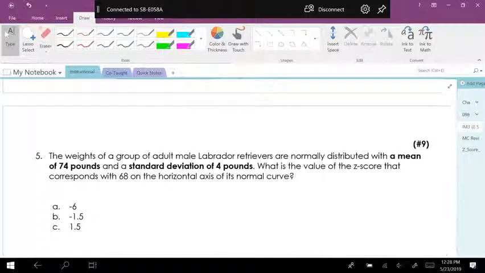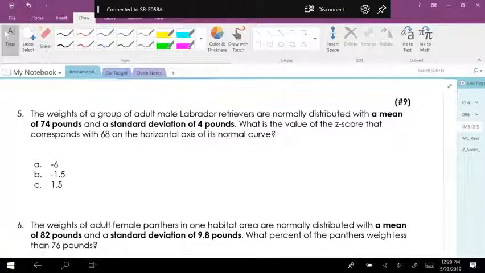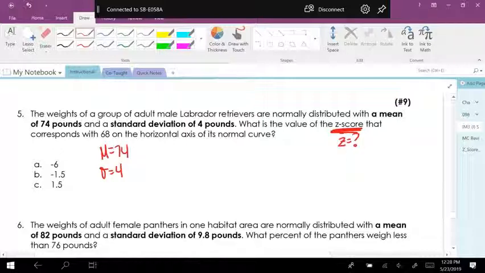Okay. The weights of a group of adult male Labrador retrievers are normally distributed with a mean of 74 pounds. Okay, so I'm going to write that out. The mean is 74 pounds. And the deviation is 4, so I'm going to write that out too. What is the value of the z-score? So always understand what the question is asking. It's asking for what is z. Well, we have a formula that's going to tell us that information.